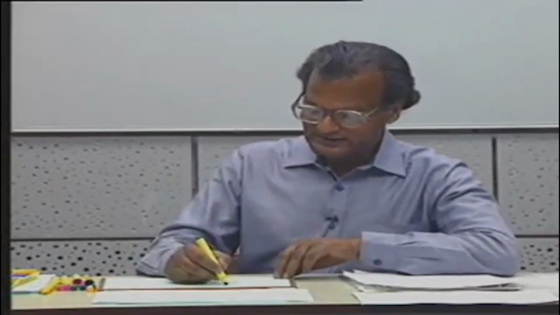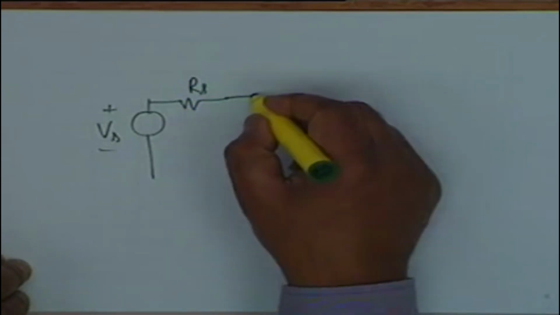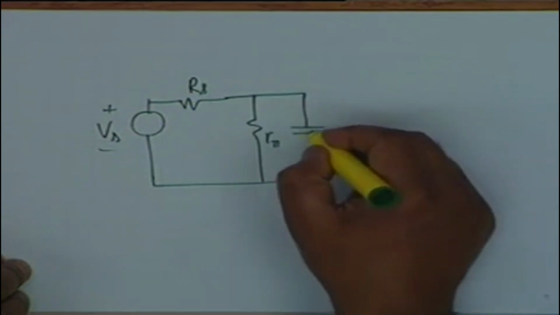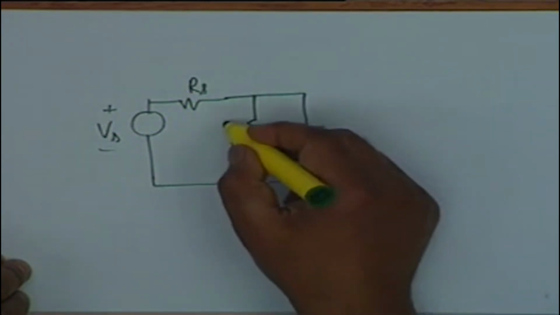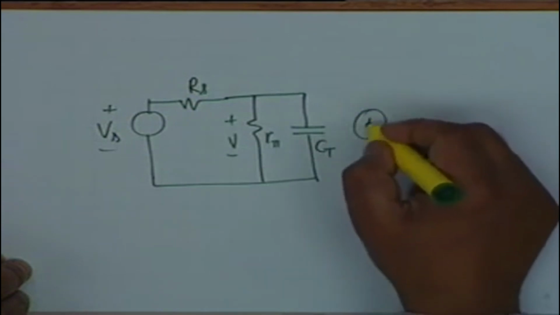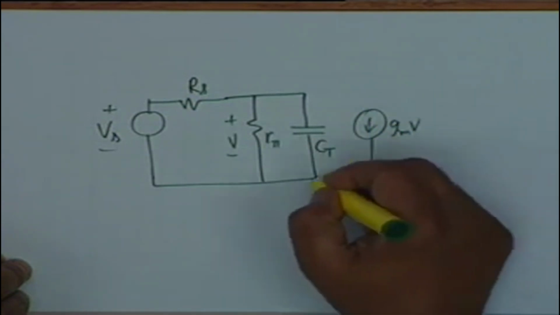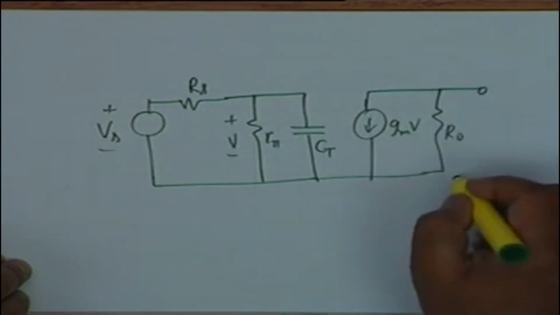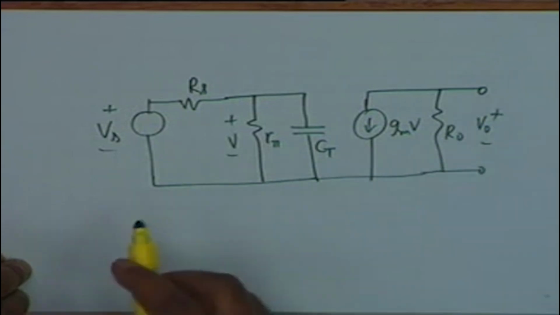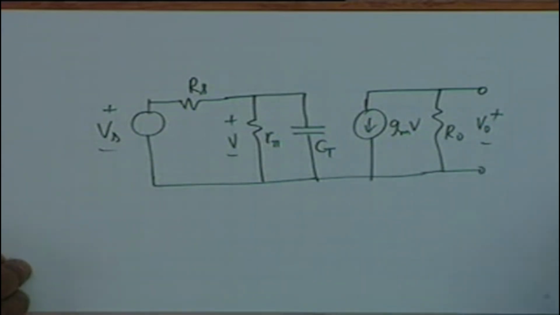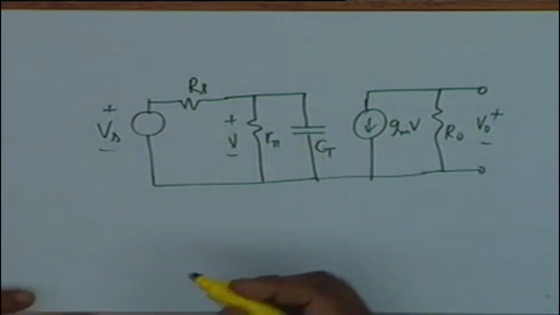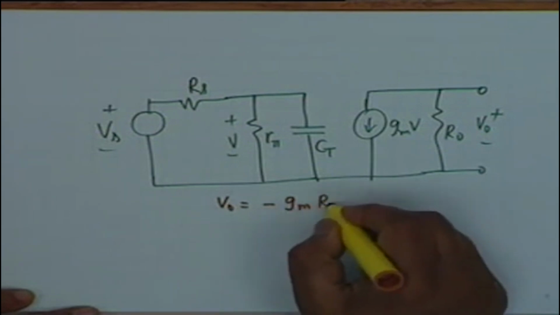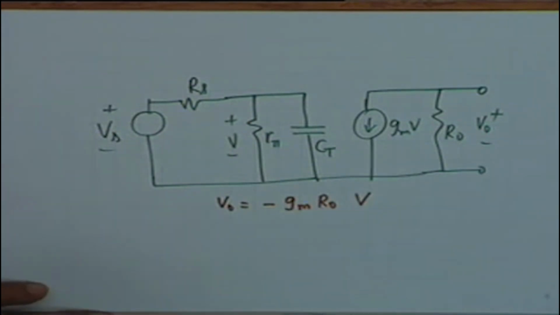The equivalent circuit now becomes Vs, Rs, R pi and Ct. R pi and Ct, this voltage is V, and in the output circuit we have GMV in shunt with R0, and this is the voltage V0. To calculate the gain V0 by Vs, you notice that V0 is minus GM R0 multiplied by V. Alright.